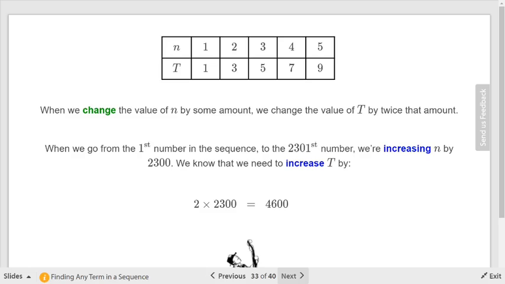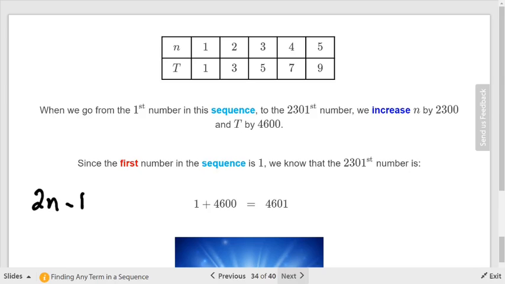Now, what did we change patterns here? Yeah, we're good. So look at this pattern. What is our pattern here? So we got a 1 to get a 1, and then a 2 gives us a 3. Yep, it's the same pattern, right? 2n minus 1. So if our n is 2301, we can just take 2301 times 2, get that answer, and subtract 1.